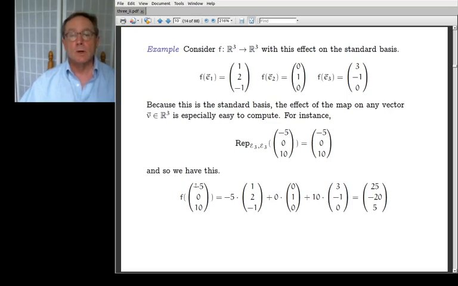And then to figure out what f does to that generic vector, that vector that I just made up with some crazy numbers, well, you simply write -5 times f of e1, 0 times f of e2, 10 times f of e3, and you do the arithmetic and it comes out to that. Okay, so again, the function f is determined by its action on a basis, by its effect on a basis. If you know f of e1, f of e2, and f of e3, then you can figure out what is f of anything at all.